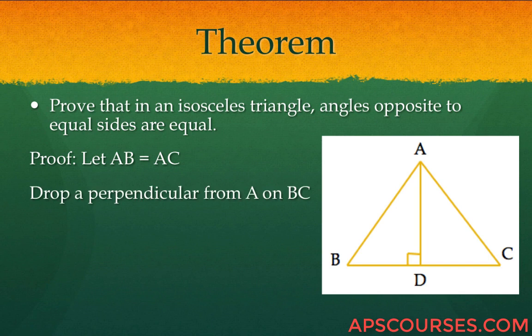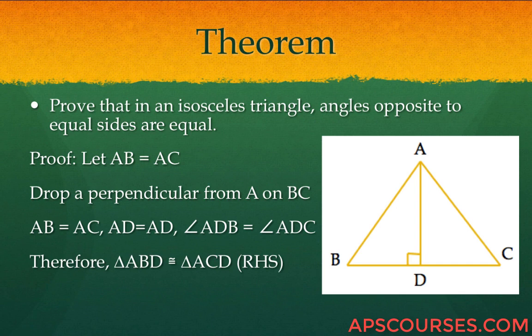The first thing to do, drop a perpendicular from the point A on BC. Therefore, AB would be equal to AC since this is given. AD is the common side for both these triangles, and angle ADB is equal to angle ADC. Both are 90 degrees. Therefore, using the RHS criterion of congruence, you can say that triangle ABD and triangle ACD are congruent. And through CPCT, you can say that angle B is equal to angle C.